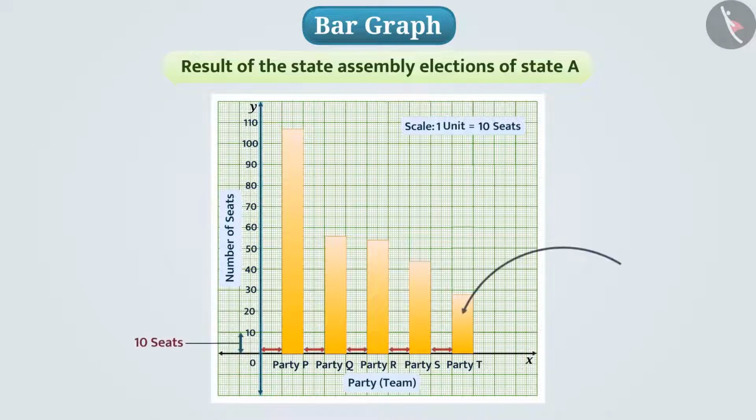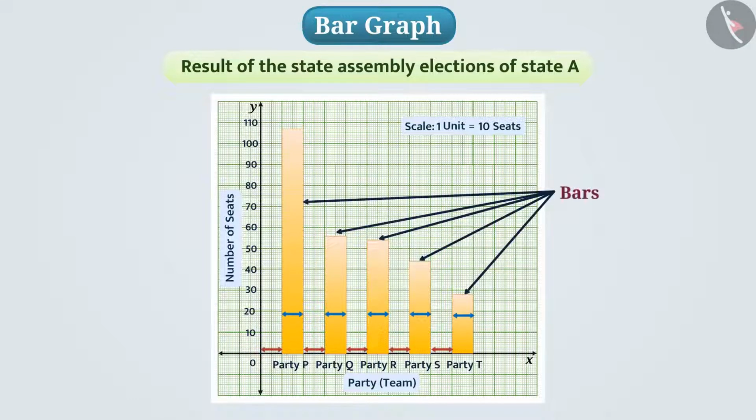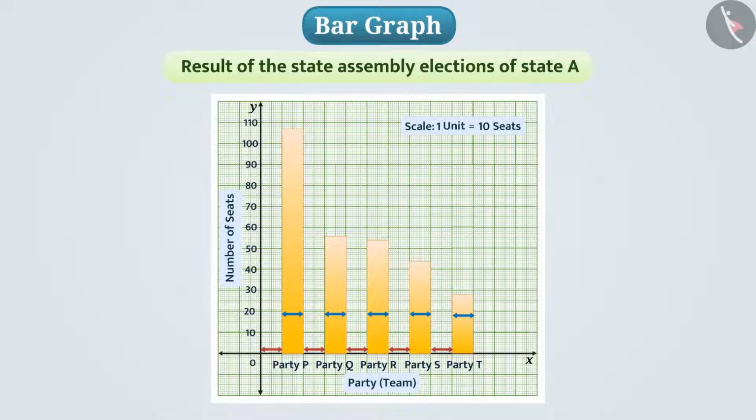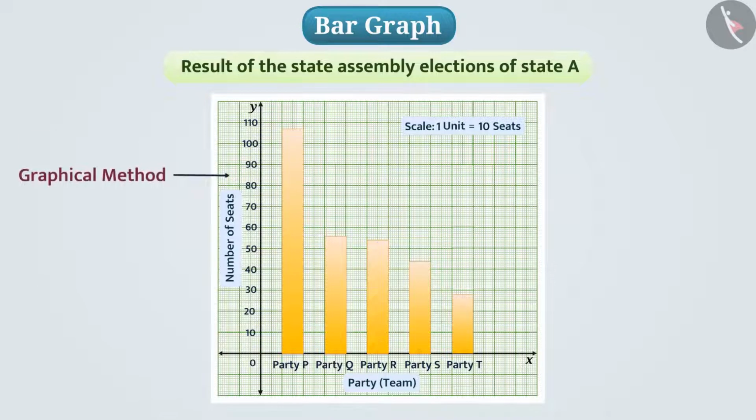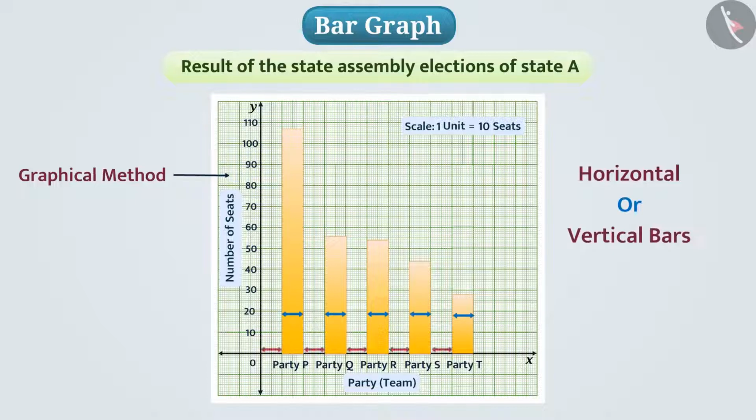The vertical lines of uniform width are drawn at equal distances. These are called bars. All the bars in the bar graph are of equal width and have the same distance. In the bar graph, the data is represented as the length of the bar. Thus, the graphical method of representing the data, in which data is represented by horizontal or vertical bars of equal width at the same distance, is called bar graph.